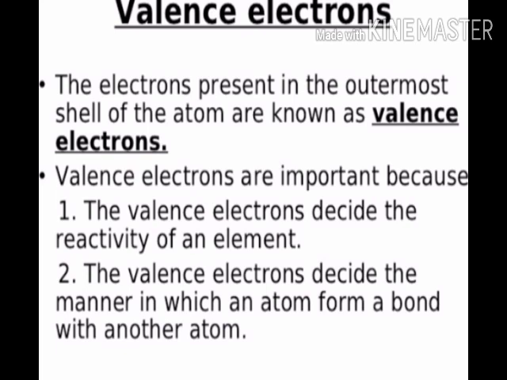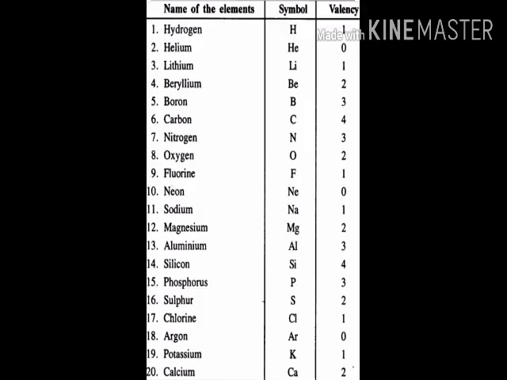These are a list of some elements along with their valency. Hydrogen 1, helium 0 because it has completed its doublet. Lithium 1, beryllium 2, boron 3. These valencies all depend upon the number of valence electrons that they possess in their outermost shell. Moving on, carbon has 4, nitrogen 3, oxygen 2, and so on and so forth. We have potassium 1, calcium 2.